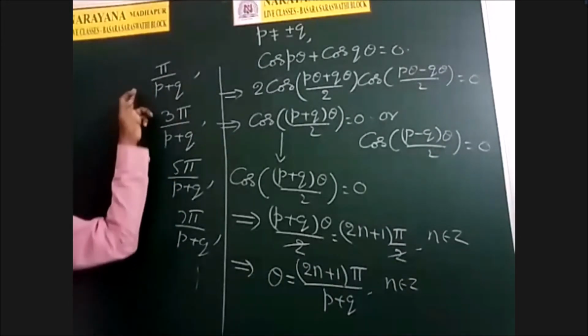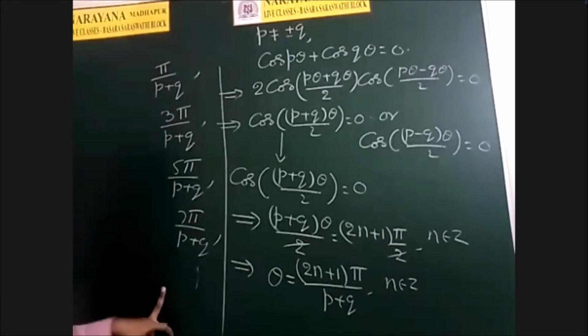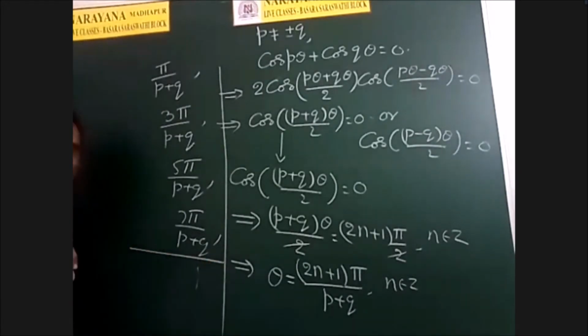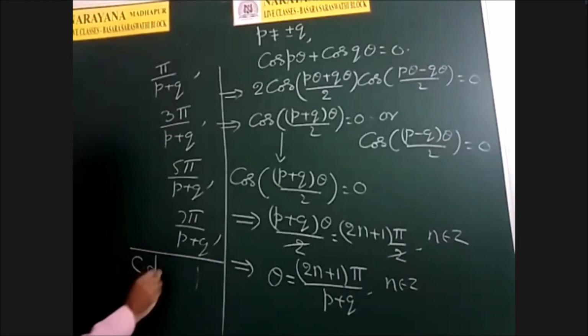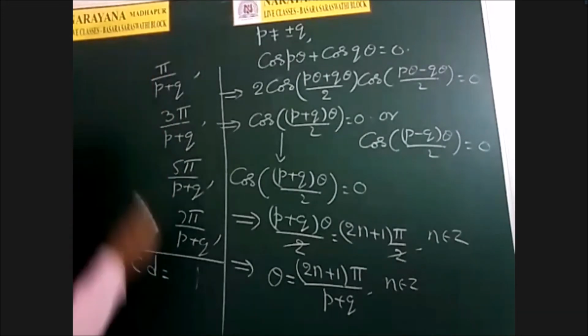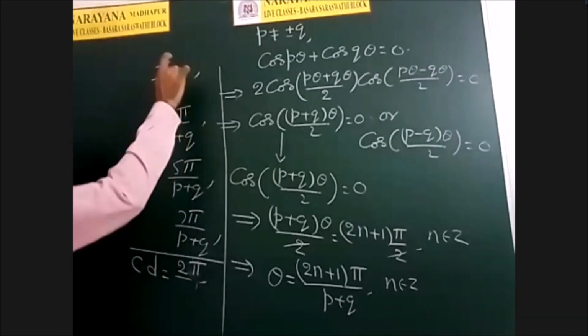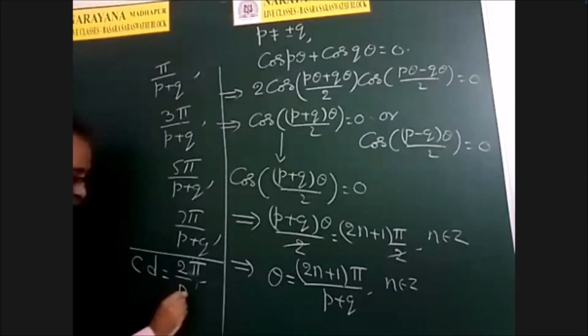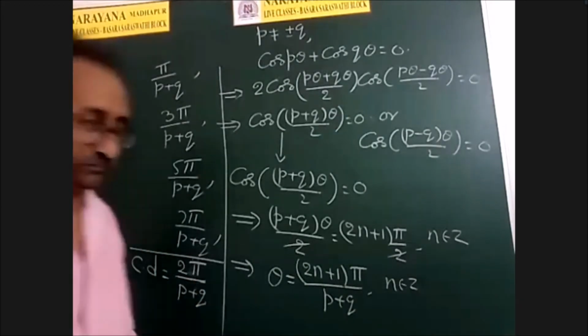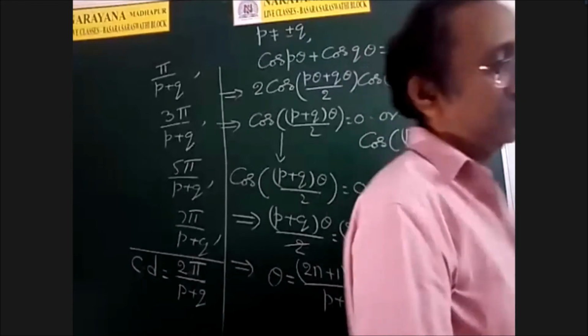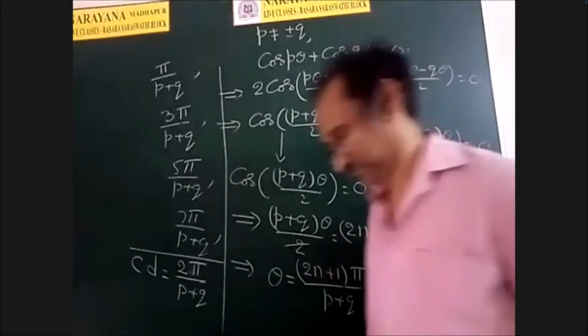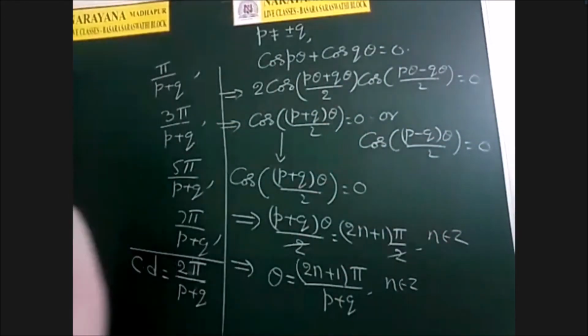Now observe, these solutions form an AP, for which the common difference is the second term minus the first term. That is 3 pi by (P plus Q) minus pi by (P plus Q), which is 2 pi by (P plus Q). That is the answer. That is the common difference of the solutions which are in AP.